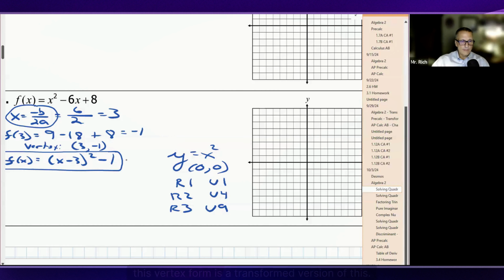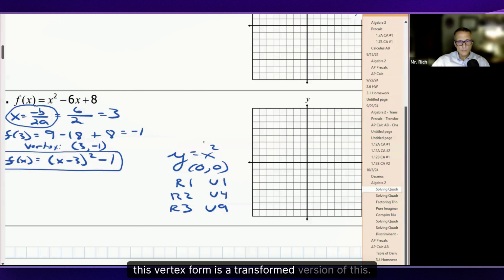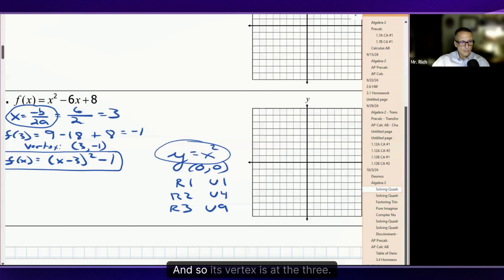But here, this vertex form is a transformed version of this. And so its vertex is at 3, -1. It's over here. And since the coefficient is 1, I know that I can do these moves to get the other points. Right 1, up 1. From the vertex, right 2, up 4. Right 3, up 9. I also know that it is symmetrical across the axis of symmetry. And so I can plot these other points over here and connect those with a smooth curve, and you've got your parabola.